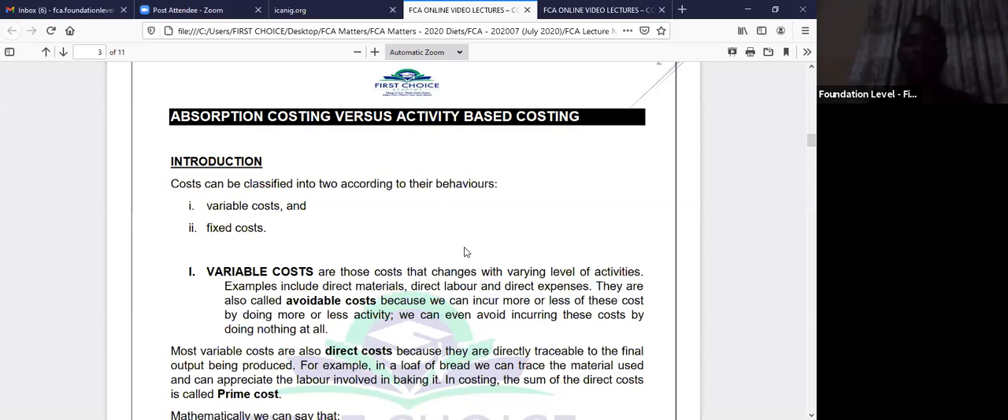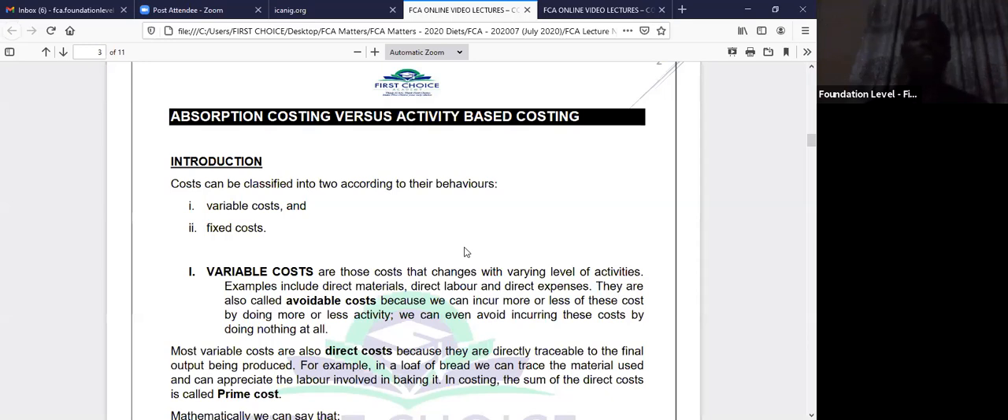For example, when we are making a loaf of bread, the materials which we use in making the bread are a variable cost. We learned yesterday about the relevant cost of direct material. And so that material can be traced to the finished product, bread. We also said that labor cost is also a variable cost. And so yesterday we learned about the relevant cost of labor. So labor can be traced directly to the bread. If the bread is badly made, you will see it in the labor. If the bread was made by unskilled laborers, you will see it. All right? Now, when something has a direct relationship with the final products, we call them direct costs.